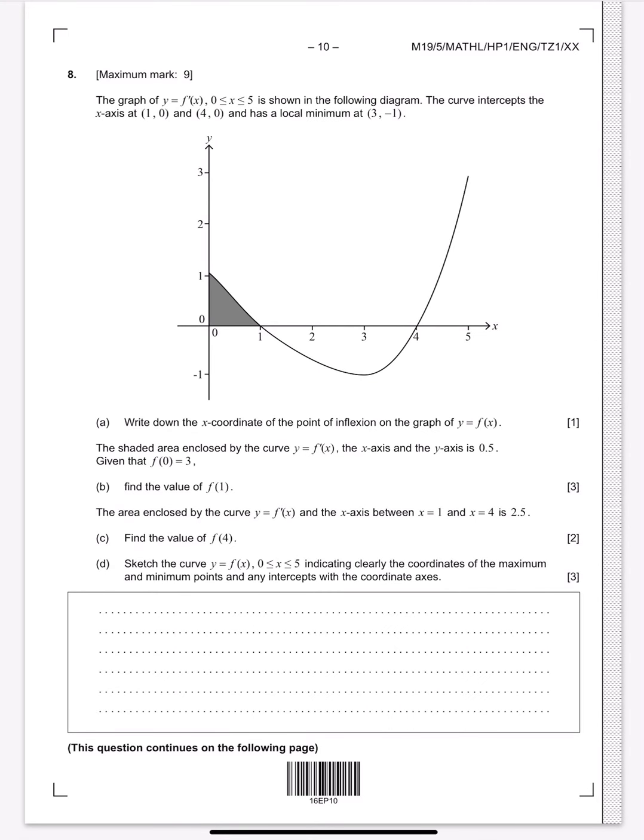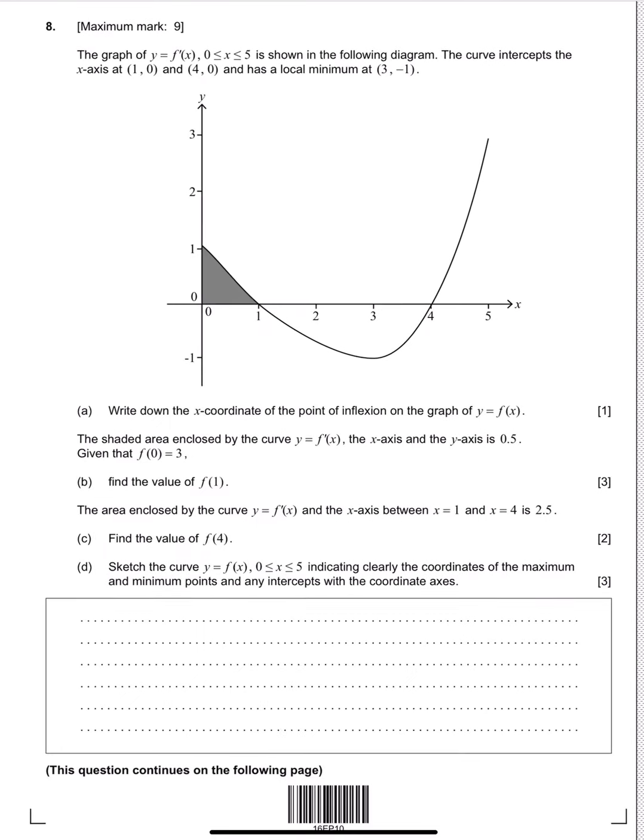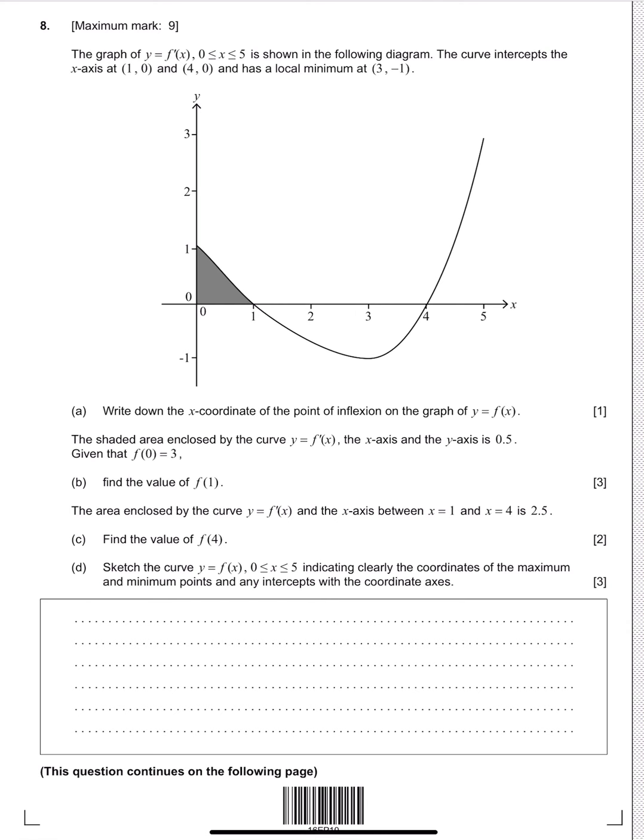Very well. This is May 19, paper 1, time zone 1, question 8. All right, so here's the graph of, and you want to be careful here, this is the graph of the derivative. The curve from 0 to 5, fine. The curve intercepts the x-axis at (1, 0) and (4, 0). So that means that here, f prime of x is equal to 0.